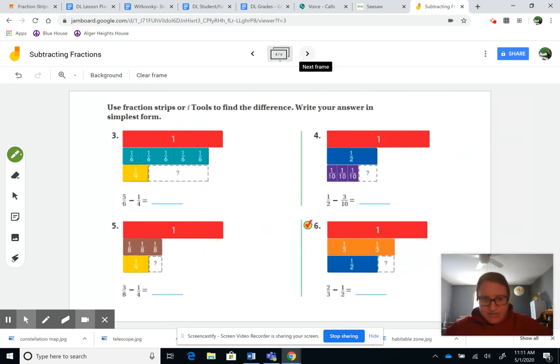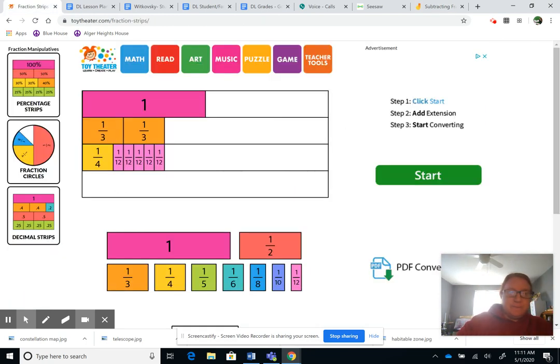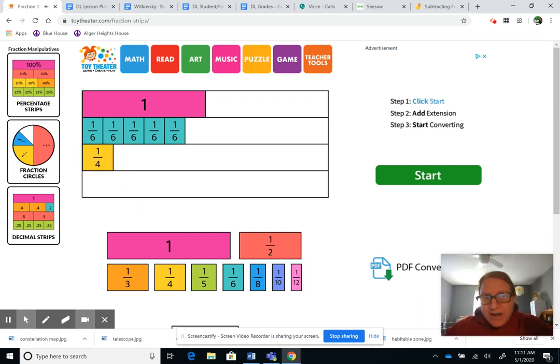Here we have some fraction tiles and problems. I'm going to walk through them. I know for some of you this is clicking really fast, but I want to make sure that everybody has a fair chance. So I'm giving everybody a fair chance. So number 3 says we have 5/6 minus 1/4. 5/6, 1, 2, 3, 4, 5. 5/6 minus 1/4.